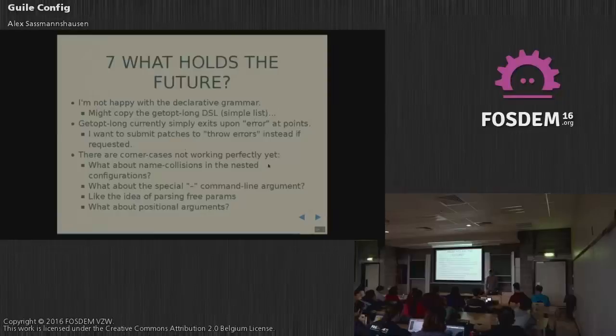And there are also some corner cases. There's the question of what happens if you have name collisions somewhere in the nested configuration. I haven't tested that yet, so I should probably do some testing, or I might just not do it, and if someone runs into it, they can tell me and I can work it out. And there's also the special -- command line option, which many programs support, which basically means stop processing command line arguments and take the rest as input to the program. That's not supported at the moment.